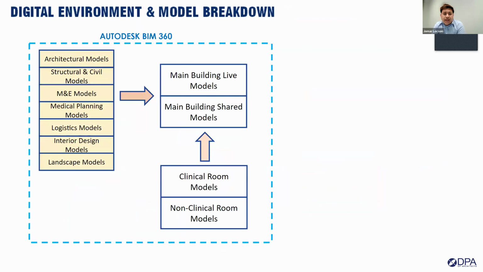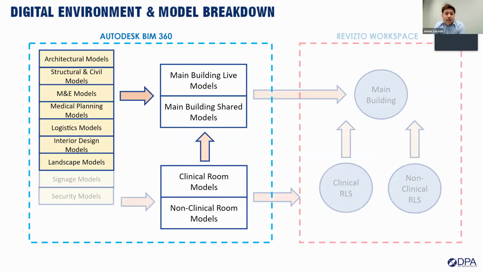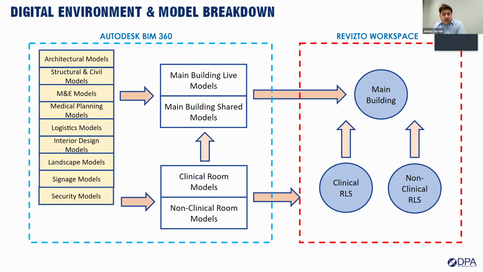So to give you an idea of how we break down our digital model environment, we start with our BIM 360 environment. We have different kinds of models: architecture, structural, M&E, medical planning, logistics, interior design, landscape, signage, and security models. These will then be federated into 2 types of main building models: the main building live models and the main building shared. The live models, according to ISO 19650, are situated in the WIP folder, and the main building shared container files are situated in the shared folder.